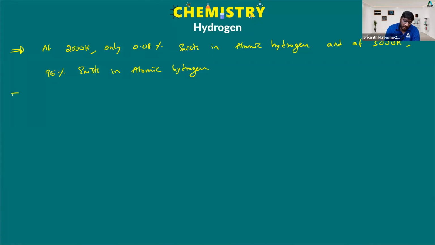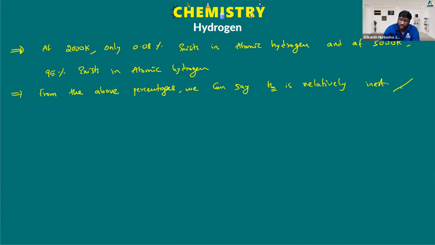Thus, from the above percentages, we can say H2 is relatively inert. All these points are clear or not? We can say H2 is relatively inert at room temperature, because at 2000 Kelvin only 0.08% exists in the atomic hydrogen form. At 5000 Kelvin, we have 95% in the atomic hydrogen form. At room temperature, almost 100% will exist in the H2 form only, with no atomic hydrogen form.